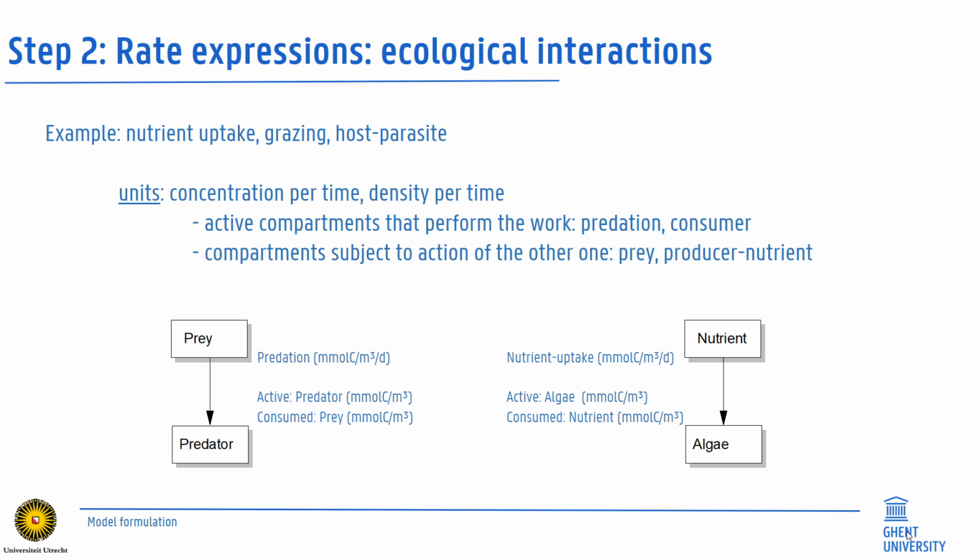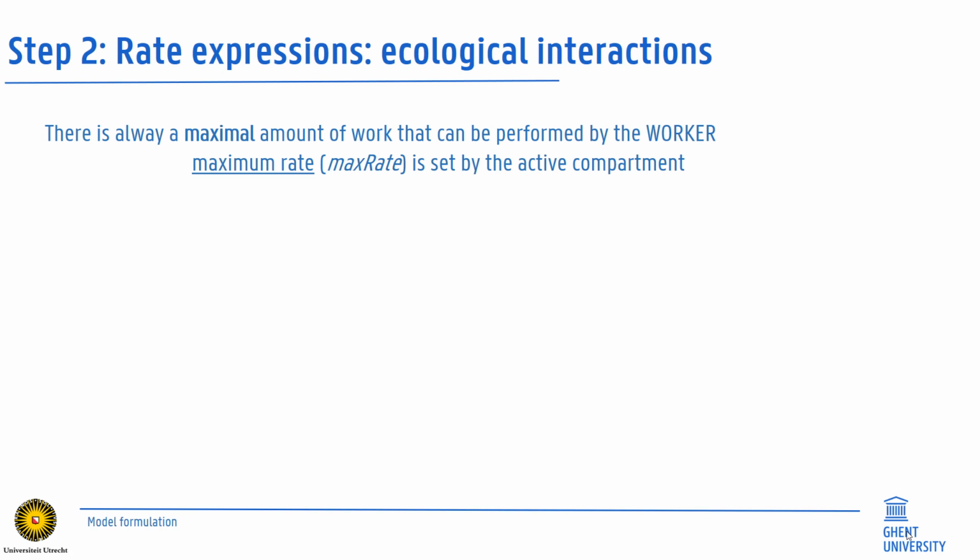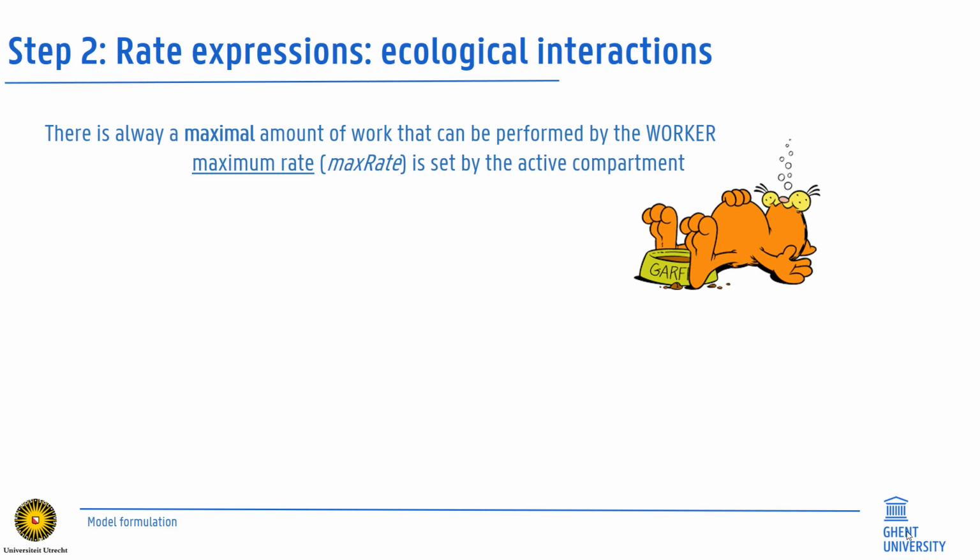Units for these interactions are typically in the form of density or concentration per time. The interactions can, however, not proceed infinitively. They are constrained by, for instance, the physiology or the available time of the worker. The maximum rate thus indicates the maximum amount of resources to be processed per time unit. The maximum amount of work done in the system is therefore equal to the max rate times the abundance, density or biomass of the workers in the system.